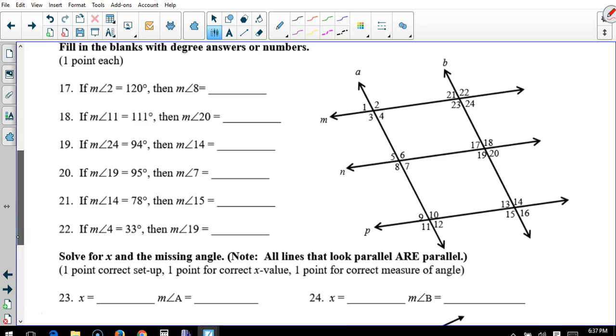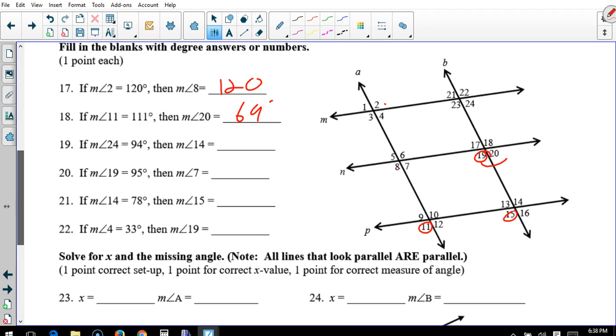Okay, if angle 2 is 120, then angle 8 is also 120 because they are alternate exterior angles. If 11 is 111, then 20 is going to be the supplement, 69, because 11 is the same as 15, 15 is the same as 19, and 19 and 20 are supplementary. Therefore, 11 and 20 are supplementary.